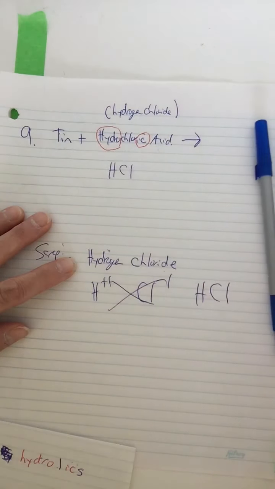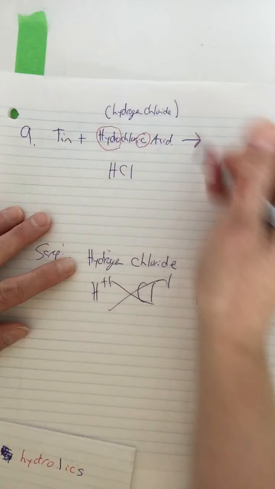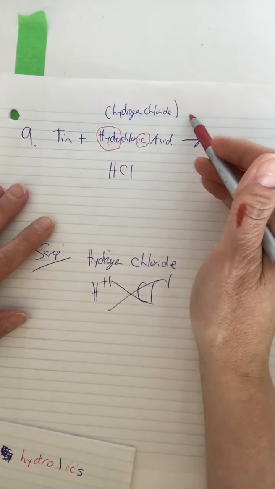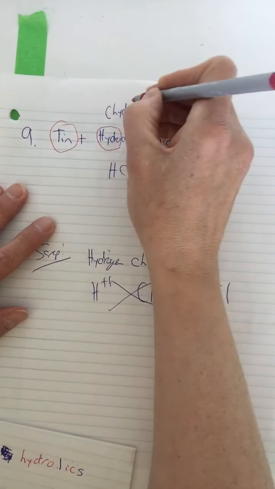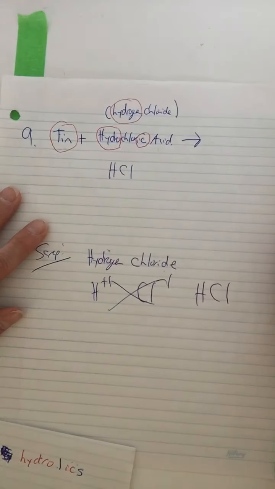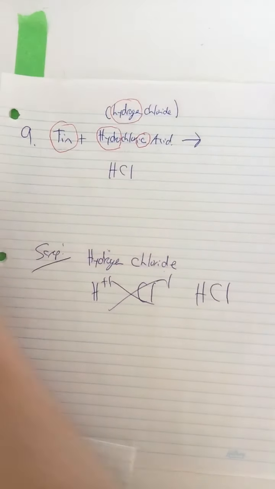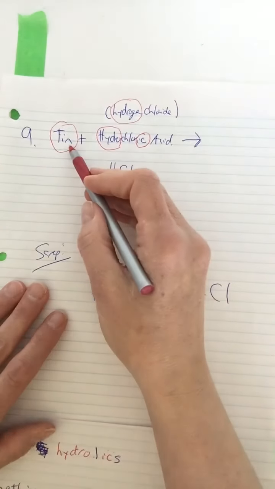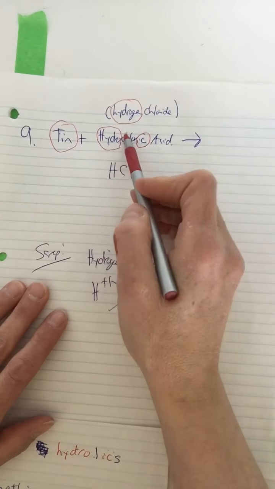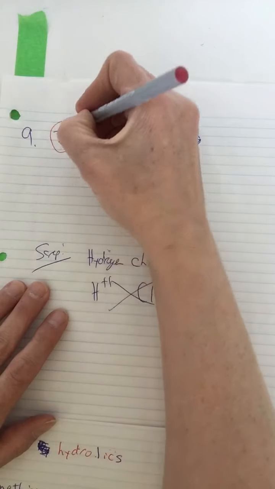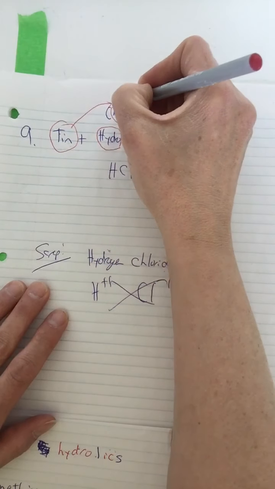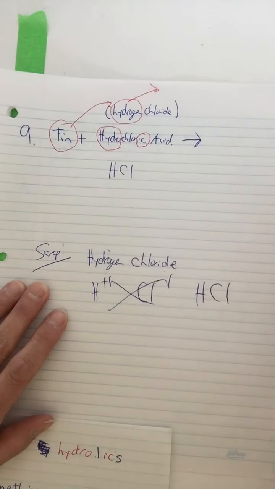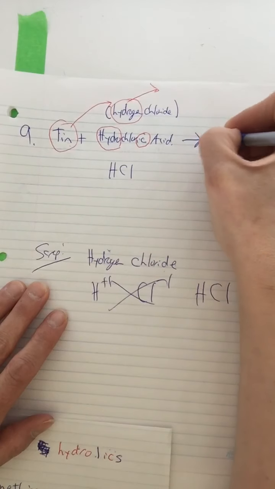All right, so now let's figure out what we've got here. We've got tin as a metal and hydrogen acts like a metal here. So which is higher on the activity series? Tin. So tin is going to bump out the hydrogen. So tin is giving the hydrogen the boot. So we're going to get tin chloride.